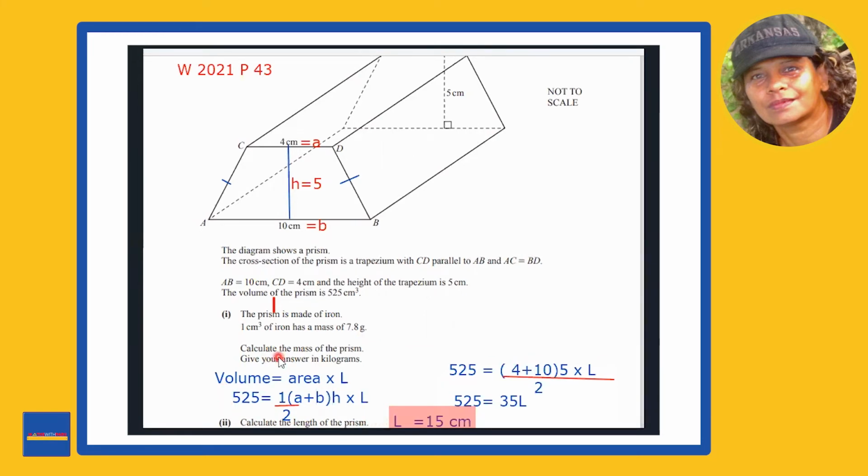Now we know that the volume is cross-section area into the length. The cross-section area is a trapezium. That is half of 4 plus 10 into 5. The cross-section area into the length is equal to the volume. So when we work it out, we find that the length is 15.